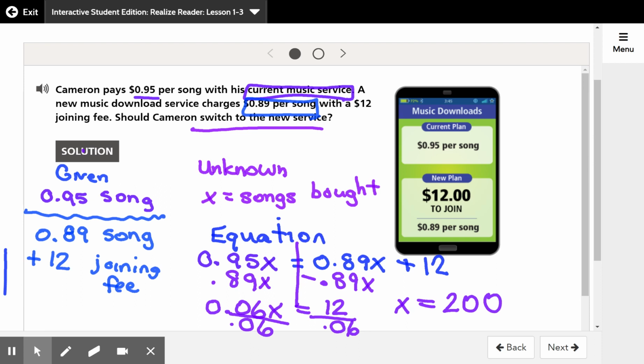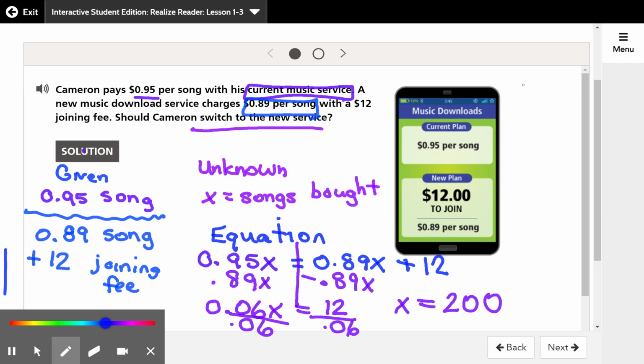Okay, so what does that 200 mean? So that 200 means he can download 200 songs. And that is when they break even. Okay, so that's when his new service costs the same as the one that he's looking into. So you have to really think about what this 200 means.